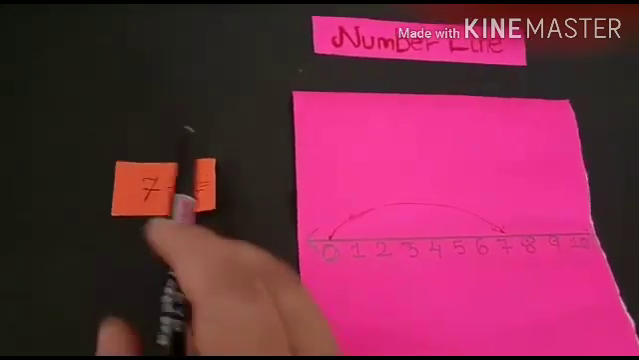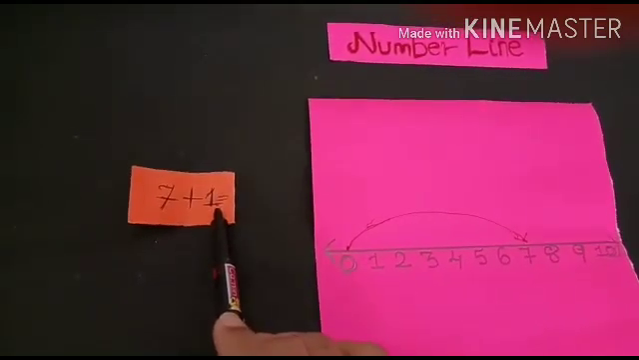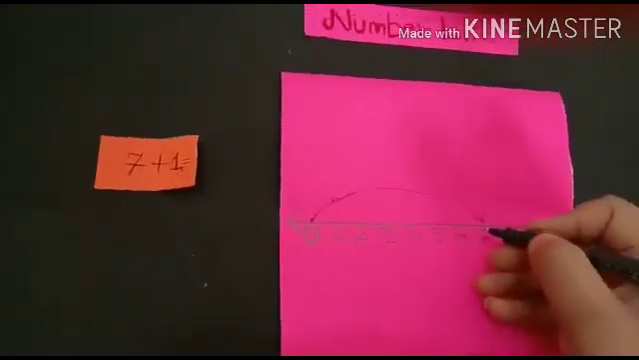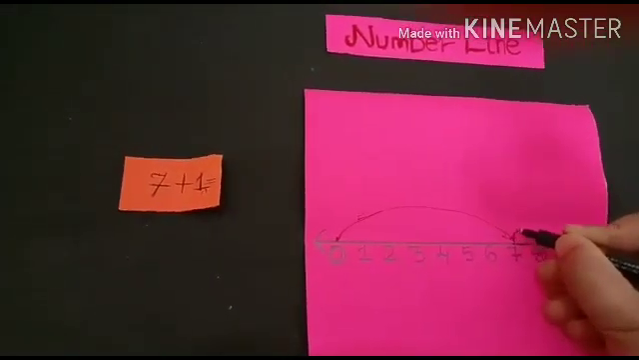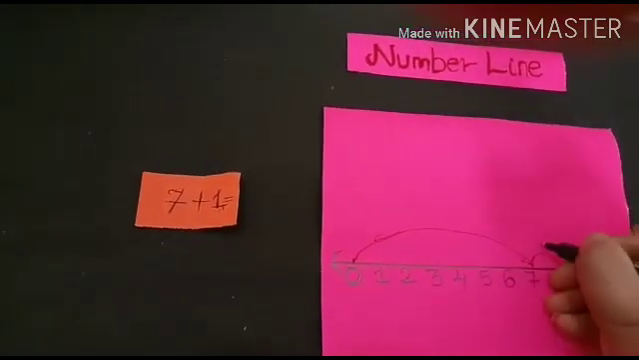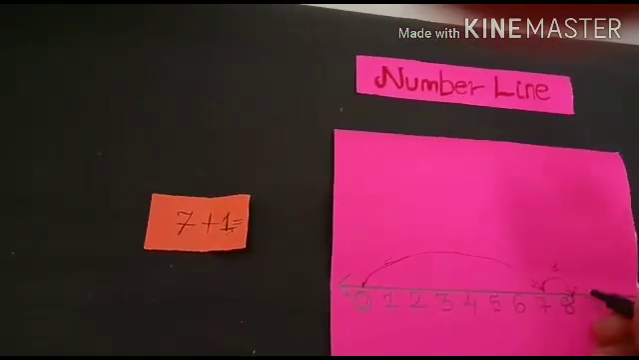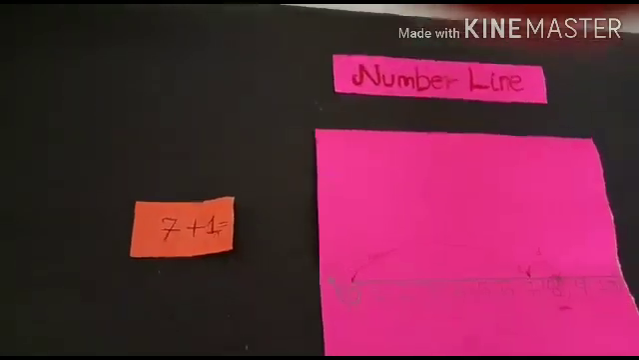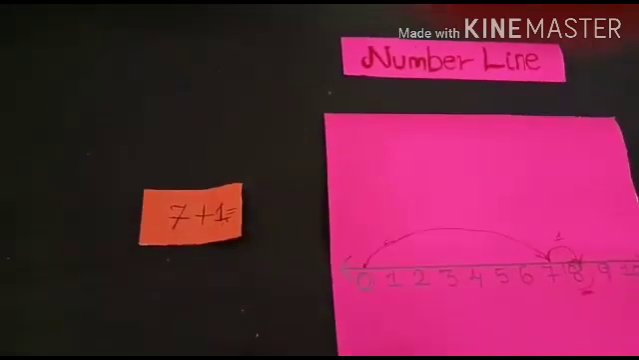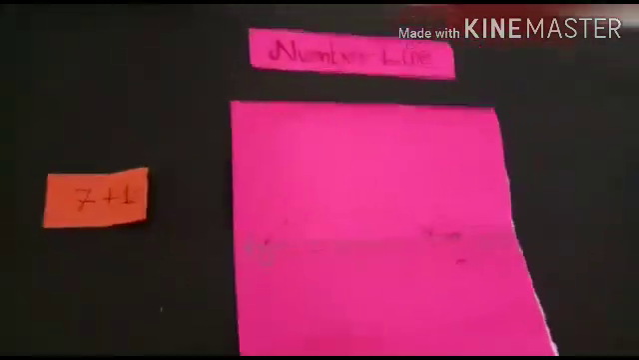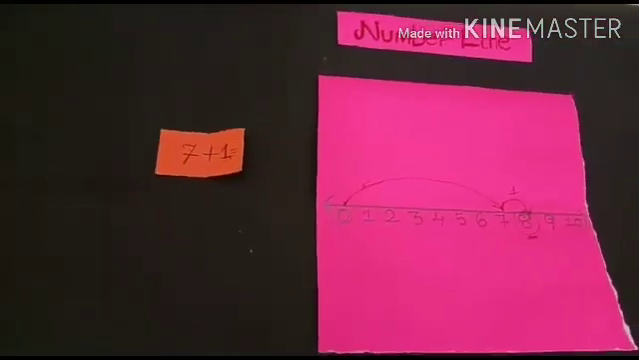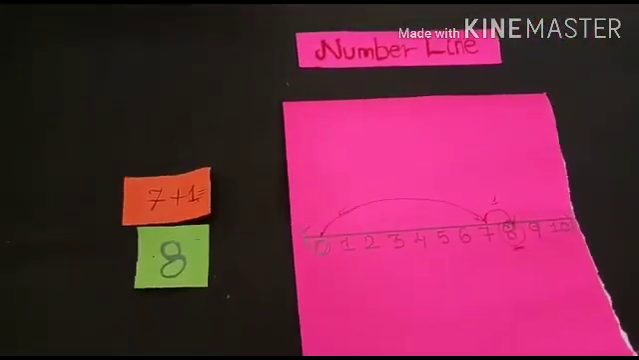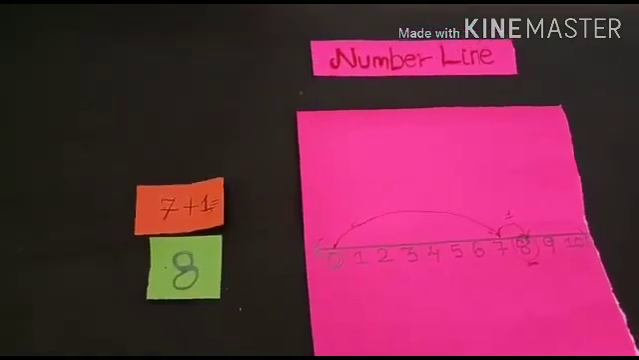And how many numbers do we have to add more? 1. So one time we have to jump. After 7, one more jump. So what is our answer? What did we get as an answer? Very good. What is the answer? 8. So 7 plus 1 is 8.